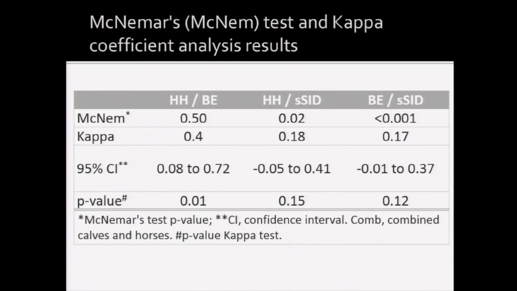If we look at Henderson-Hasselbalch compared to the strong ion difference, you can see that there's a significant difference between those two in how they calculated the acid-base disturbances. And if you look at the kappa coefficient, there's really poor agreement beyond chance between the two groups. The same story can be said for the base excess compared to the strong ion difference, where there are significant differences between the two groups. And also in the kappa coefficient, it's poor agreement beyond chance.